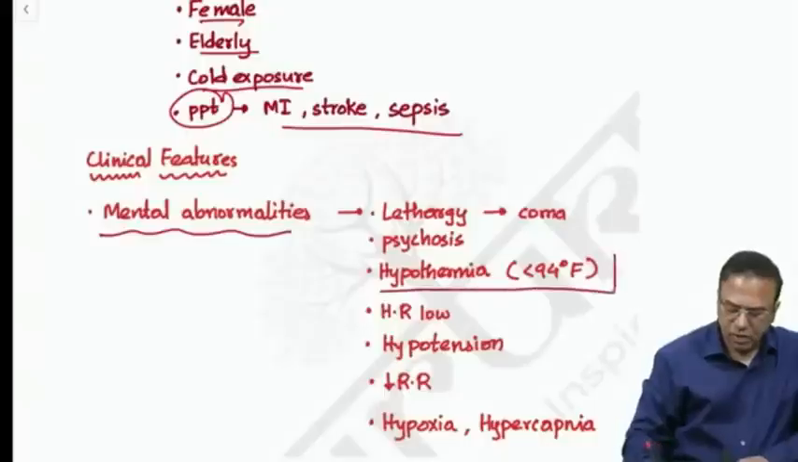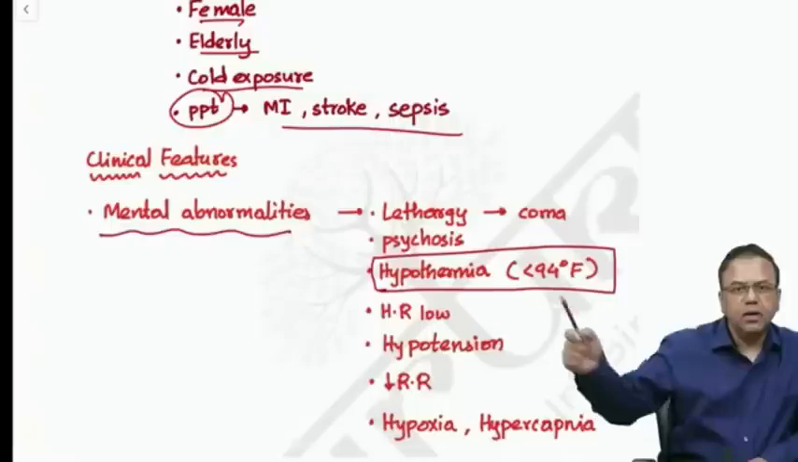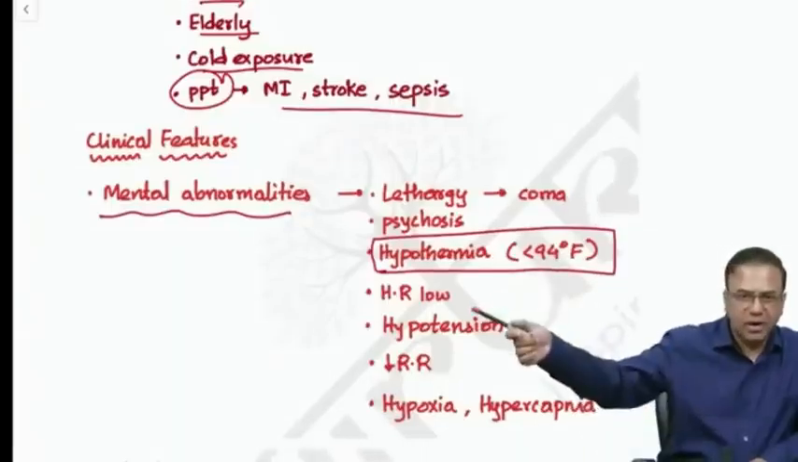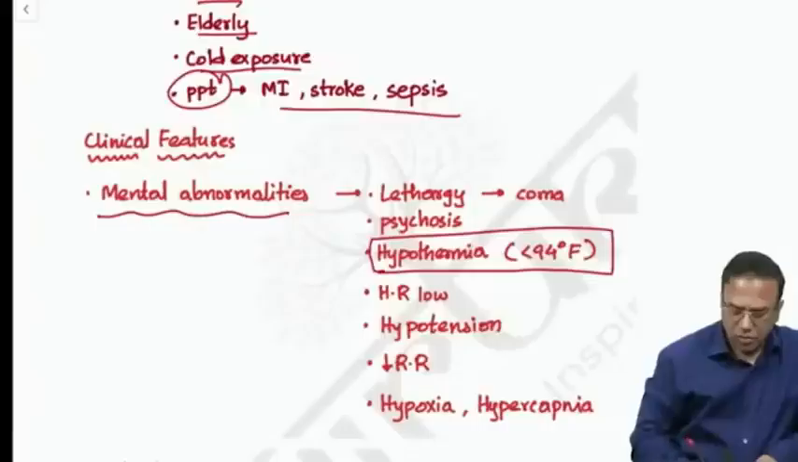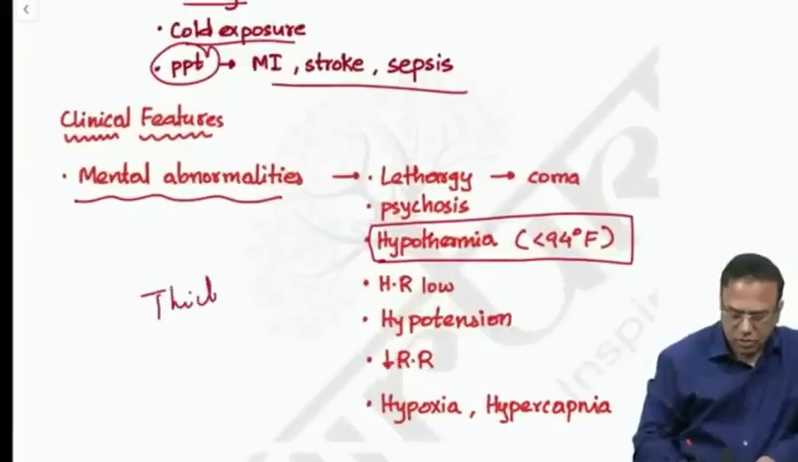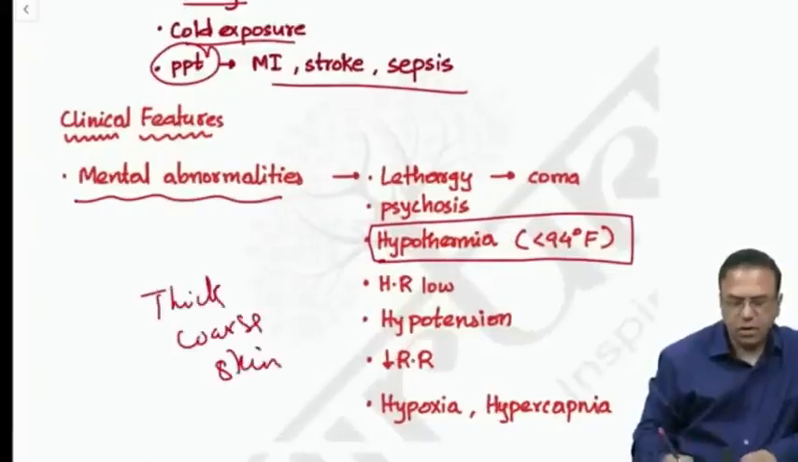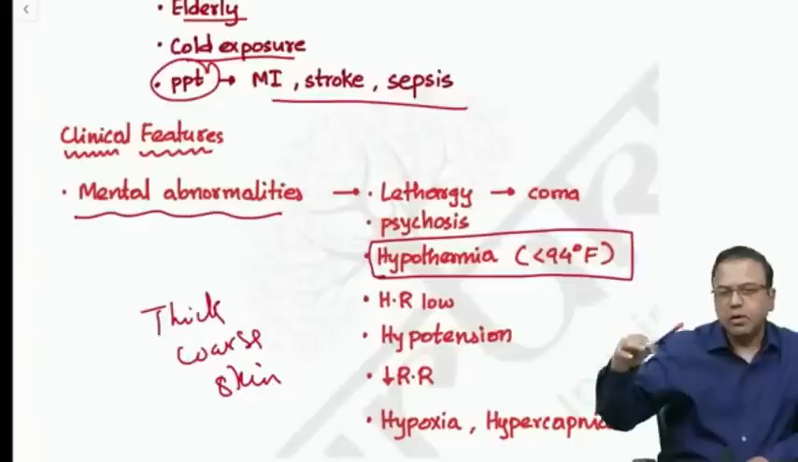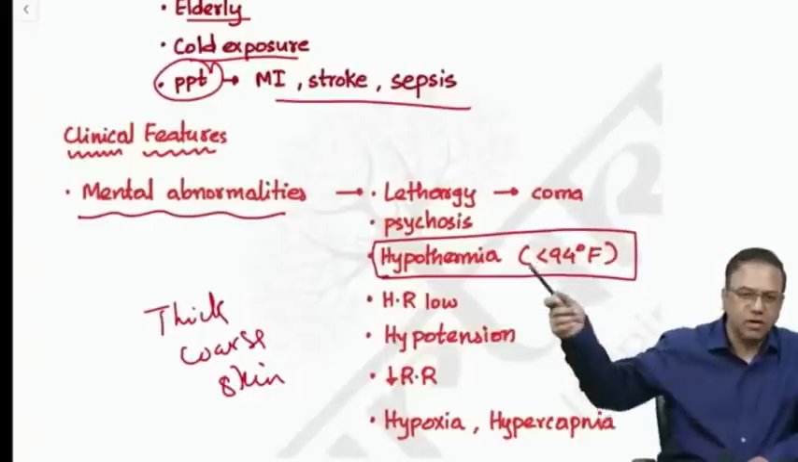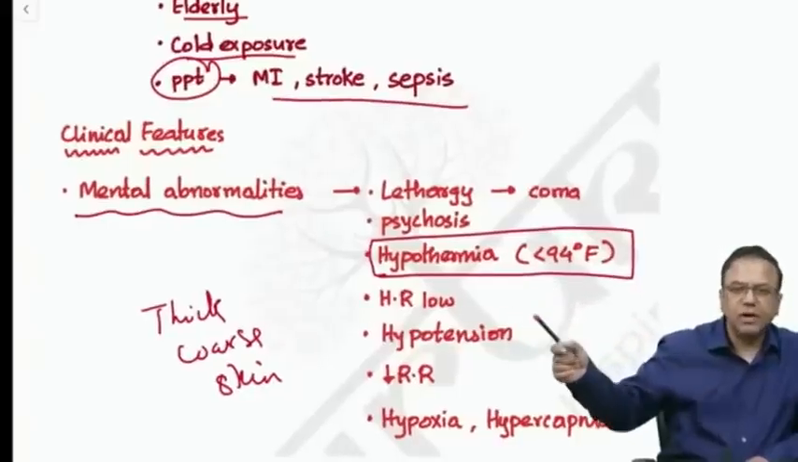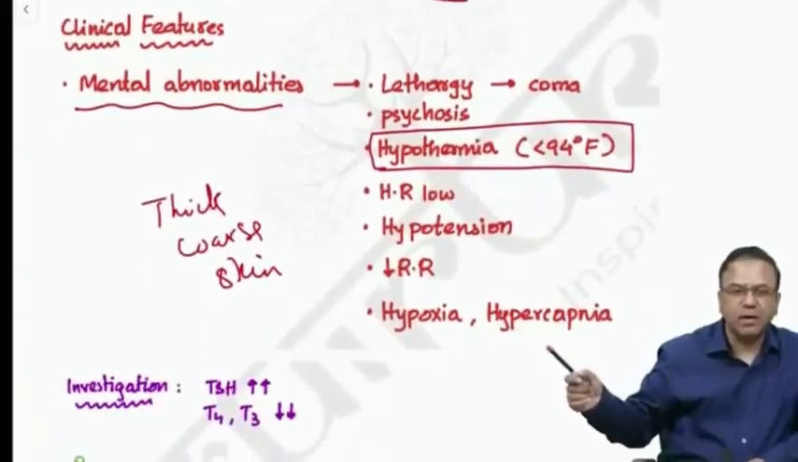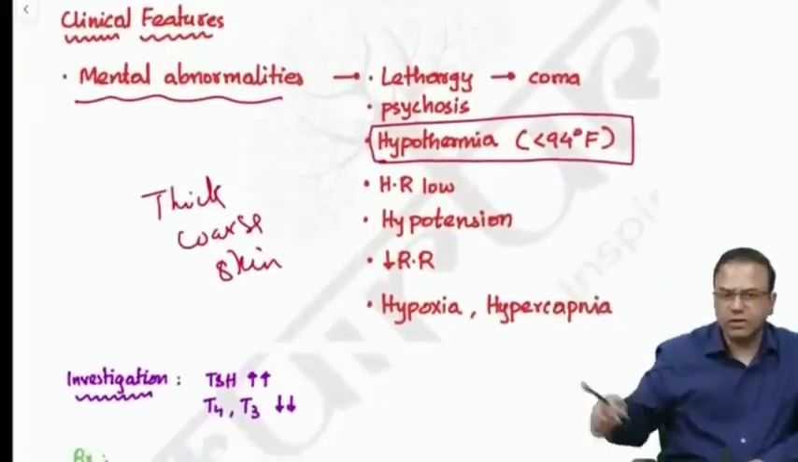One clue will be the body temperature will be very, very low. They are also going to have a low heart rate, bradycardia will be there. Thick coarse skin, they'll usually mention in the exam. Either the patient is a diagnosed case of hypothyroid who stopped treatment, or this is a patient first time diagnosed with a severe case of hypothyroid. They'll have bradycardia, hypotension, and they might have hypoxia and hypercapnia, because the respiratory centers are also getting suppressed.